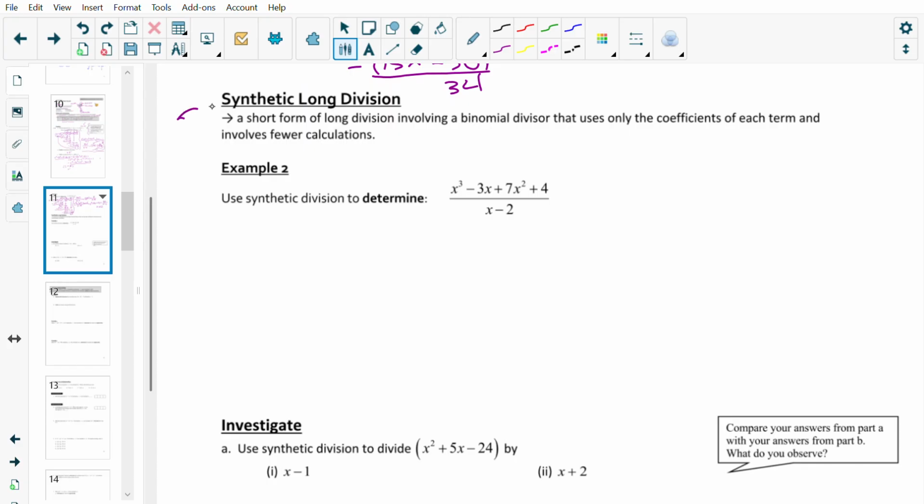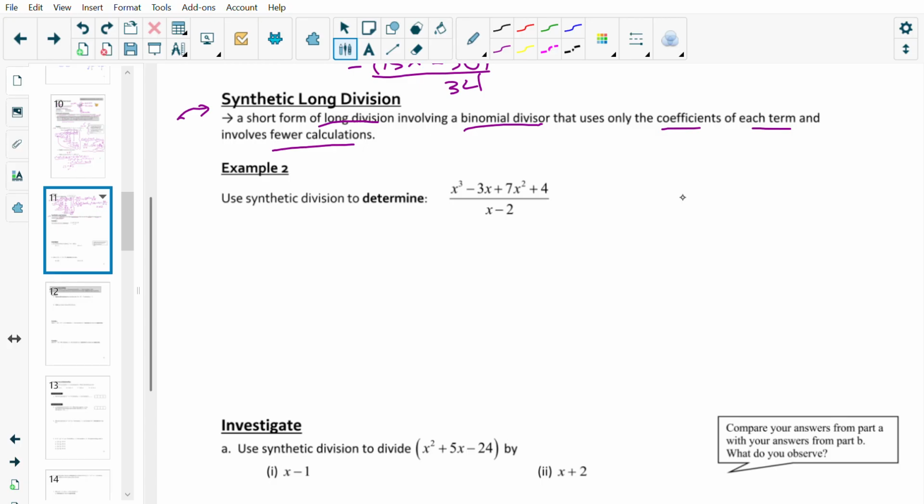Next step, let's move on to synthetic long division. Synthetic because it doesn't look like the typical long division that we would do. It's actually a short form of long division involving a binomial divisor that uses only the coefficients of each term and involves fewer calculations. Much cleaner, and much faster.